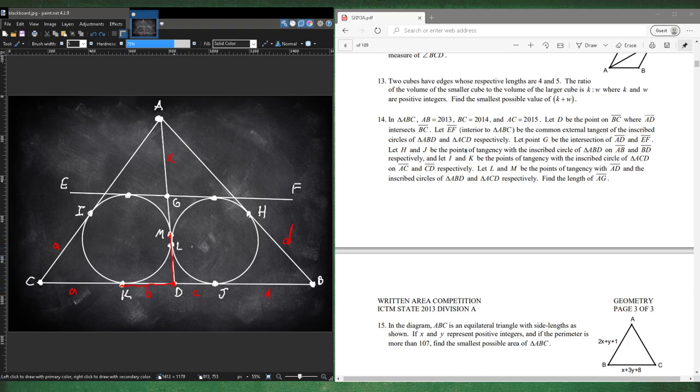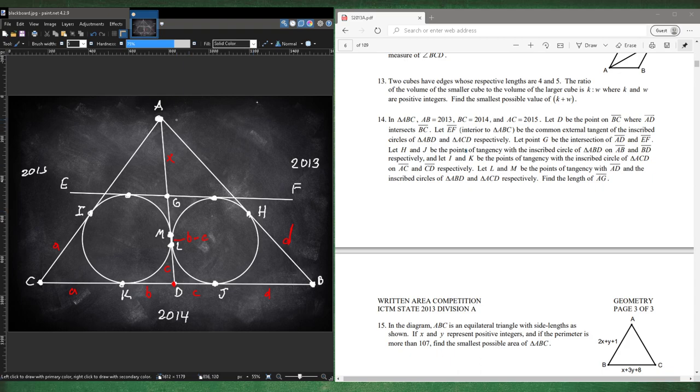So if this is B, that means this entire thing is B. And using this one here and this one here, that is C. So since this entire thing is B, that tells us that this section right here is C, and this small section is B minus C. Okay. And now let's label some other values. So we know AB is 2013, ABC is 2014, and AC is 2015.